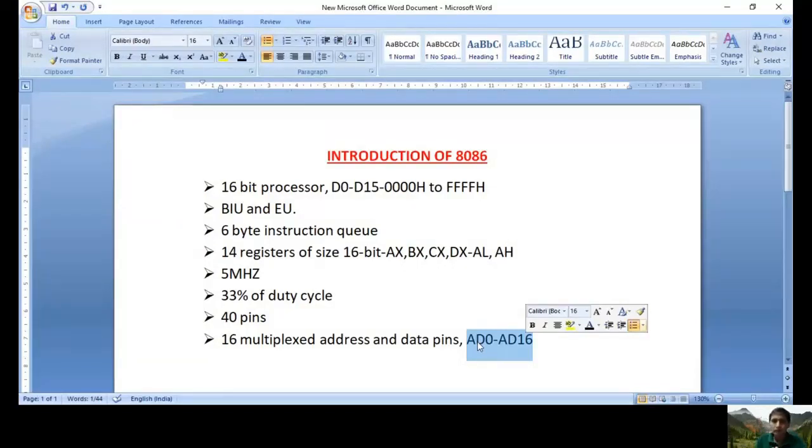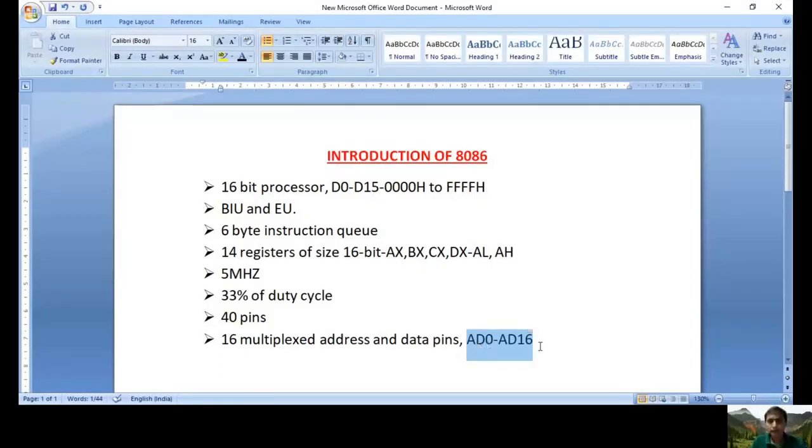Because of the multiplexed facility, the number of pins is reduced. Otherwise, we would need 16 pins for 16 address lines and another 16 pins for 16 data lines, so a total of 32 pins would be required. To avoid that, only 16 pins are present. These 16 contain address and data combined. That's why it is called multiplexed.